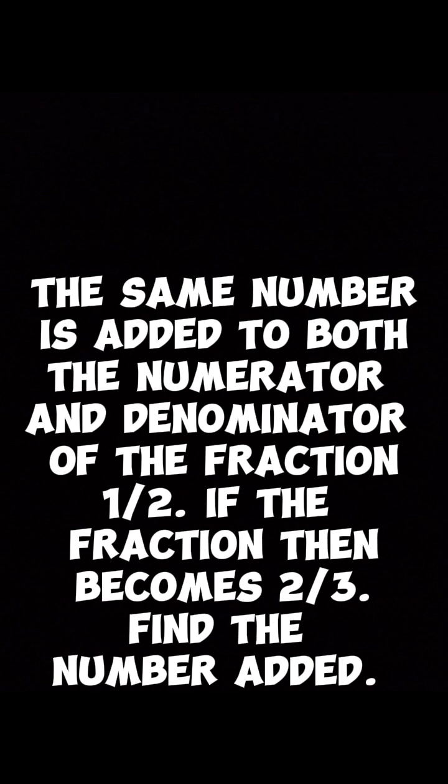The same number is added to both the numerator and the denominator of the fraction 1 over 2. If the fraction then becomes 2 over 3, find the number added.